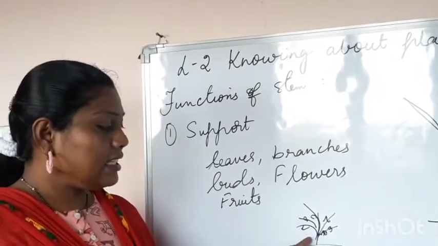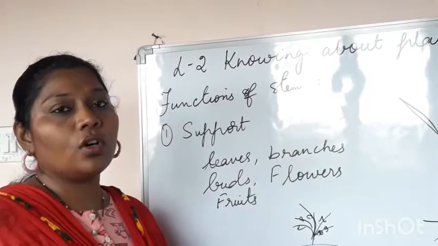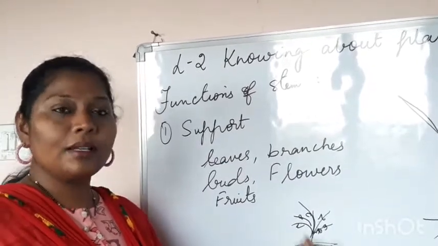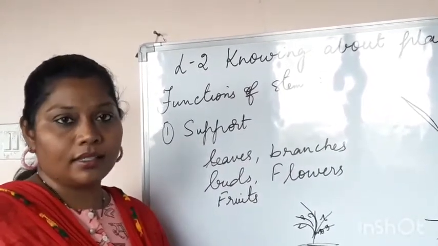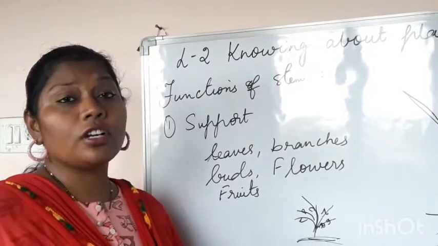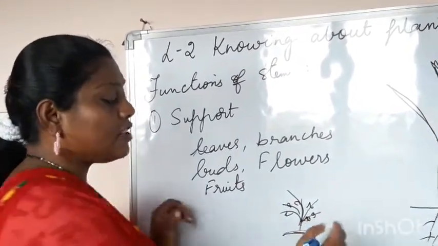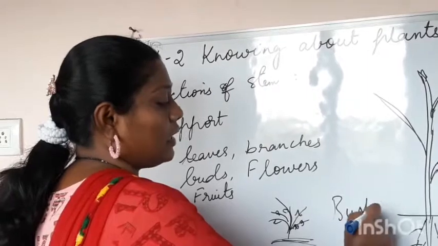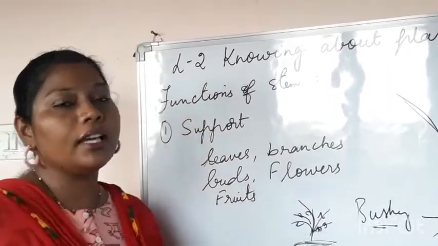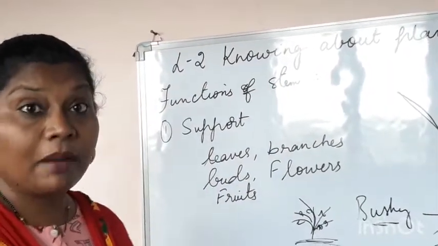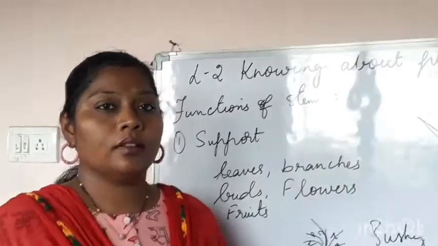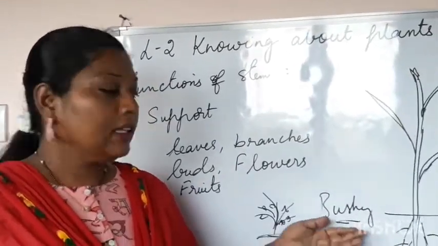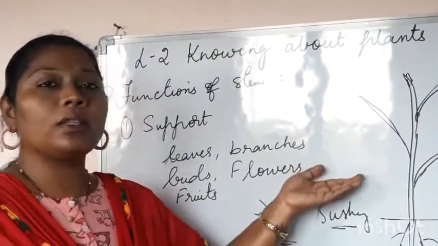So here the stem is just very thin, so it just helps the herb to stand up. That's it. In the case of a shrub, the shrubs are just bushy. The shrubs grow bushy in nature, like the jasmine plant.